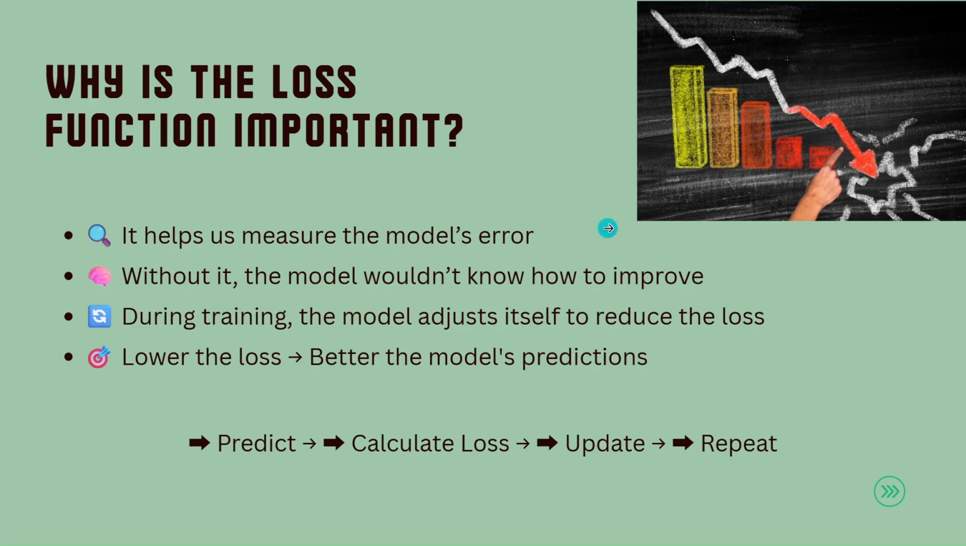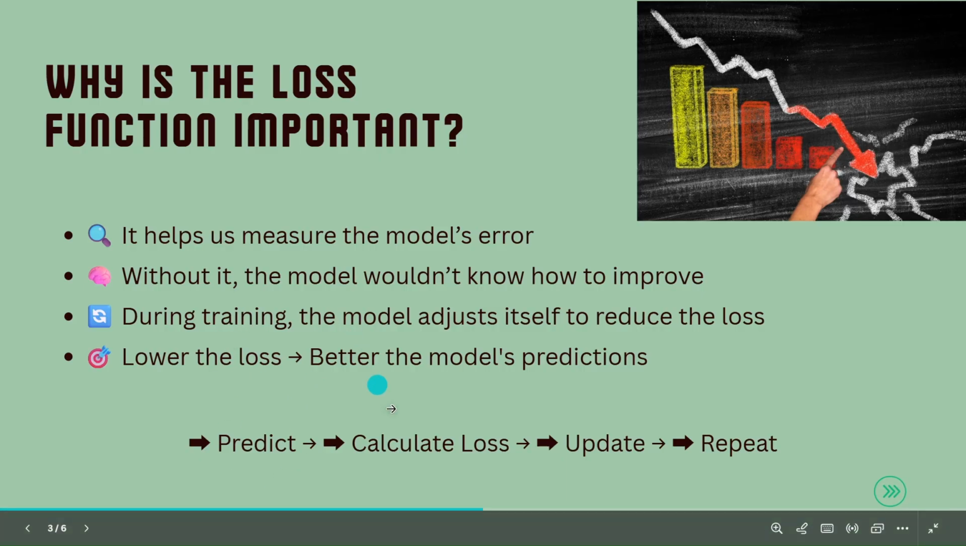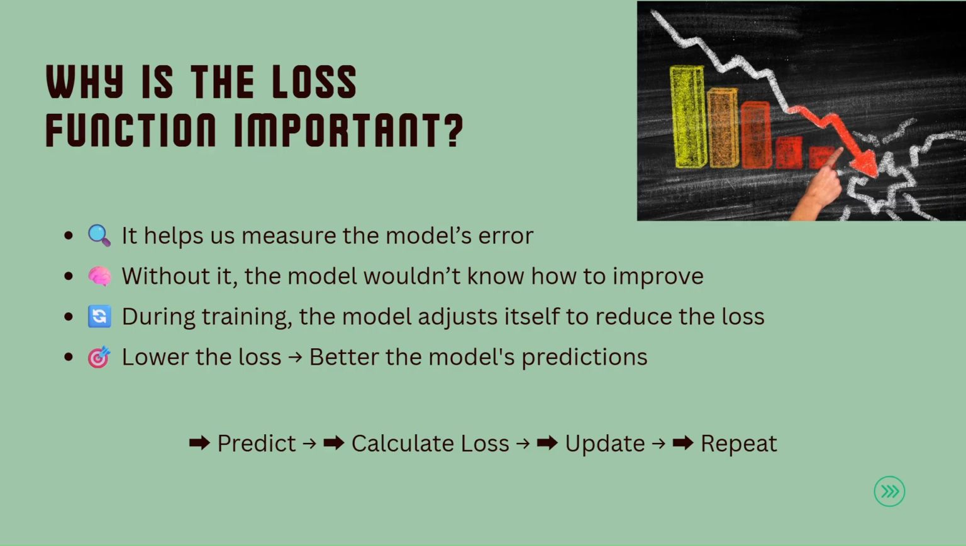Next, why is loss function important? Why do we need a loss function? So here is why. It helps us to measure the model's error, and without it the model wouldn't know how to improve. And during training the model adjusts itself to reduce the loss. So here the lower the loss, the better the model's prediction. So we'll predict and calculate the loss and again we'll update it and repeat so that the model's performance, the efficiency will be increased.